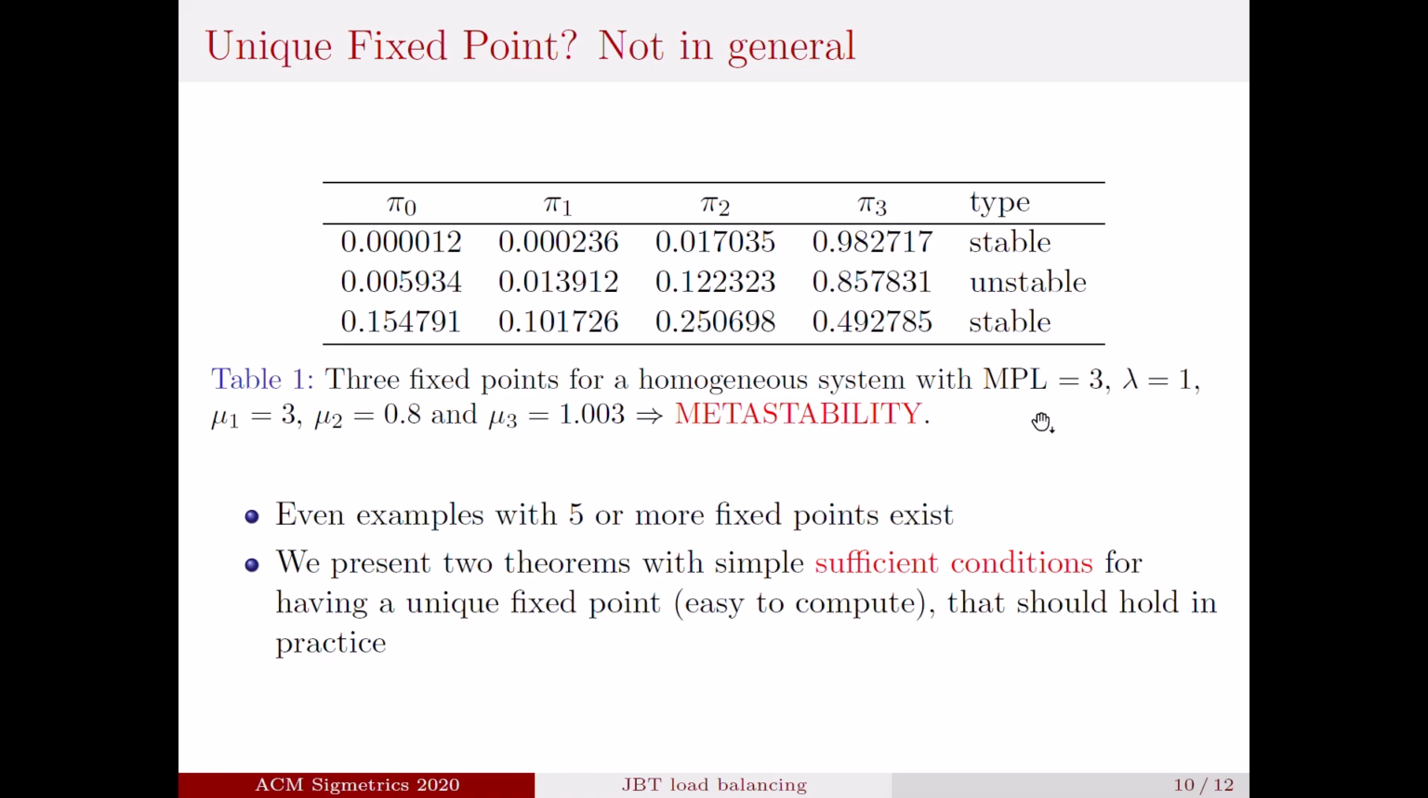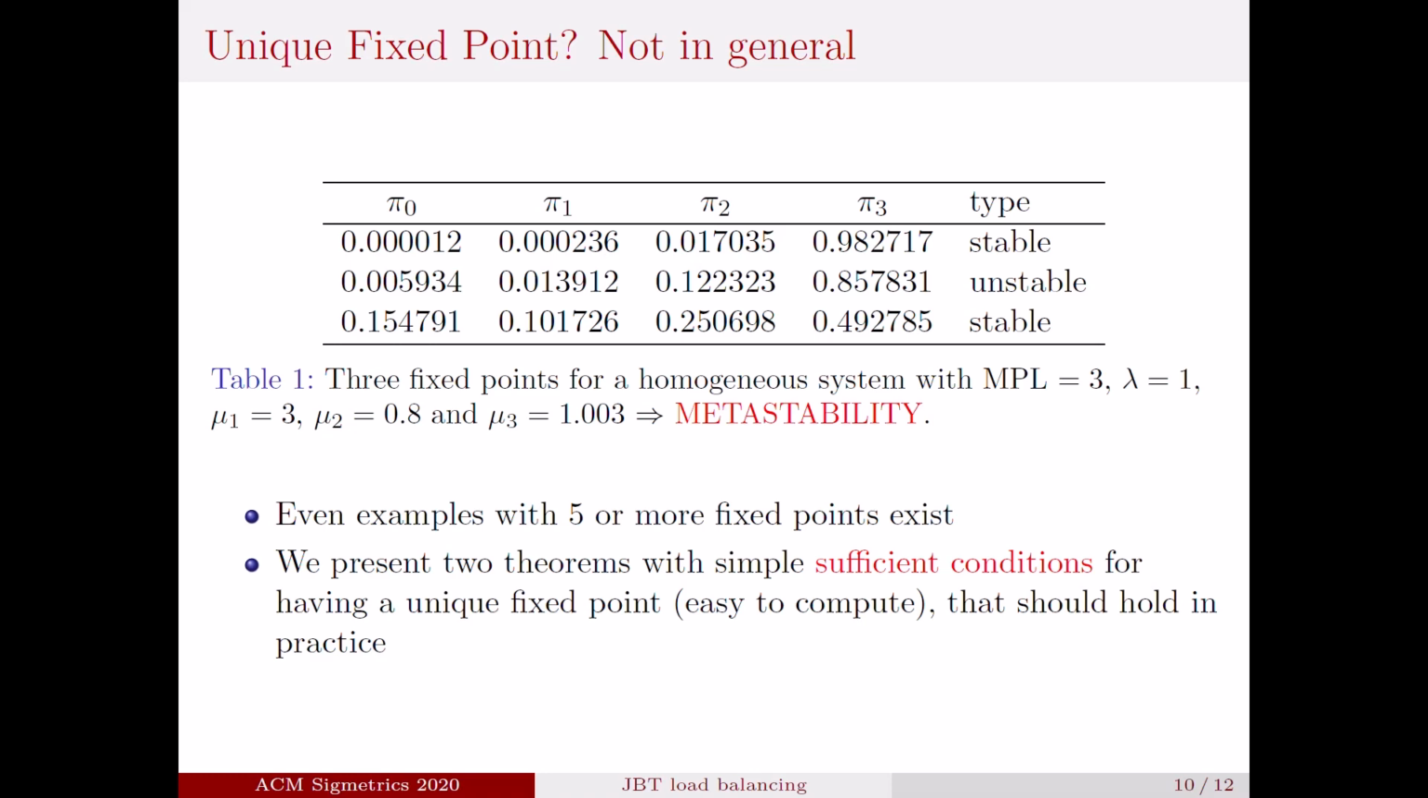So if we allow those service rate curves to be any curves, and we can make them as random as we like, then we do not have a unique fixed point in general. In fact, you can even construct examples where you have 5 or more fixed points. Now luckily, in the paper we also established 2 results, one for the homogeneous and one for the heterogeneous setting, where we show that you can obtain very simple conditions, that should always hold in practice, on those service rate curves, such that a unique fixed point is guaranteed. Moreover, the proofs of those theorems indicate that it's also very easy to compute those fixed points.